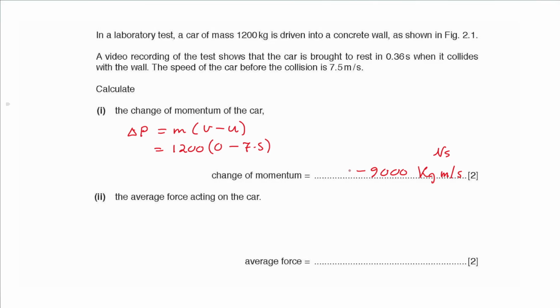Part B double I says calculate the force acting on the car. The force is equal to the rate of change of momentum, or change in momentum divided by time. We have the change in momentum 9,000 and the time of the collision was 0.36. This gives an answer of 25,000 newtons, or 25 kilonewtons.